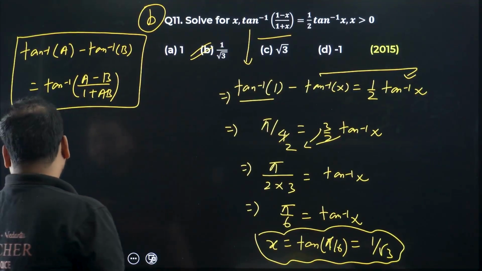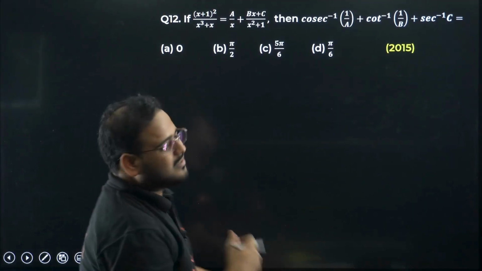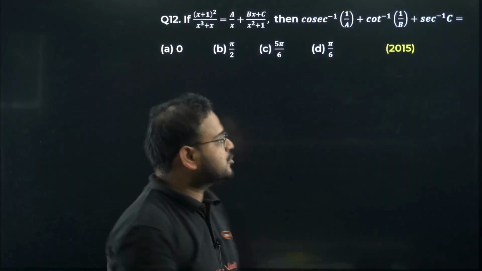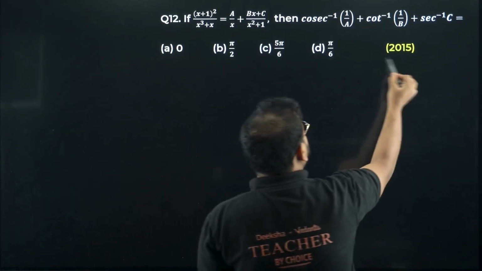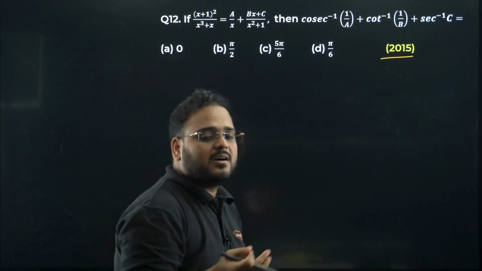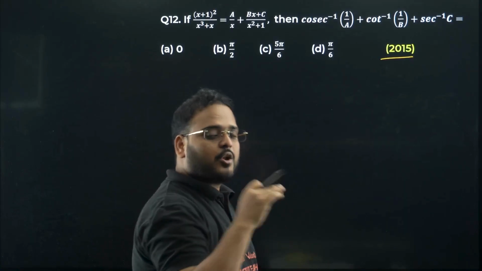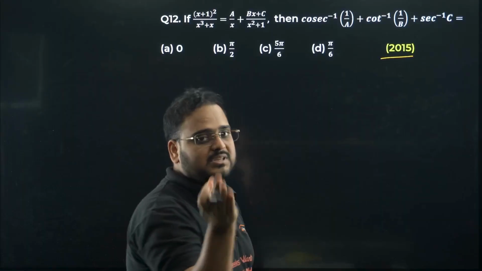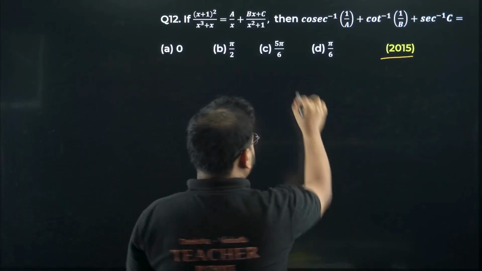Okay, 12th one. If you remember the formulas, things will be easier for you. A different approach now. A PYQ from the 2015 paper. We have to compare the numerators by making the denominators the same to get the values of A, B, C. Then everything is easy.